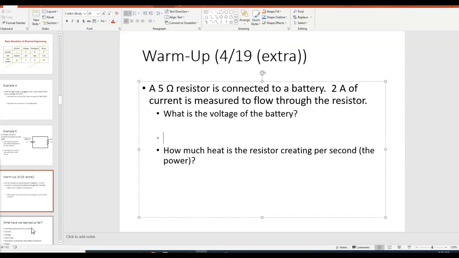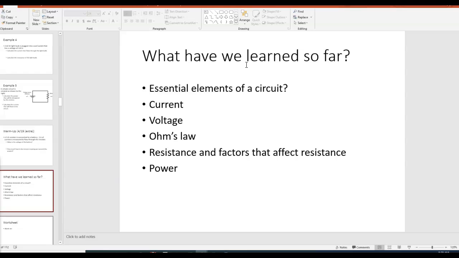And then just to summarize basically everything we've learned up to this point, this is what we've covered since the start of the unit: the essential elements of a circuit. We talked about current, voltage, Ohm's law, what resistance is, the factors that affect resistance, and then power and doing calculations with power. At this point, we're at the part in this unit where we can work on a simple worksheet.